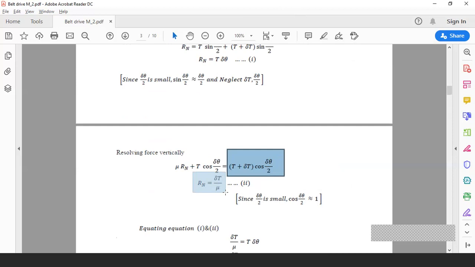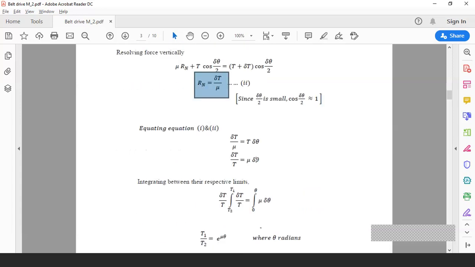So after simplification, what do I get? Rn is equal to delta T divided by mu. Since the delta theta by 2 value is very small, cos of delta theta by 2 is equal to 1. So 1 gets cancelled and only the value delta T by mu remains. What is mu? Mu is the coefficient of friction between the belt and the pulley surface.